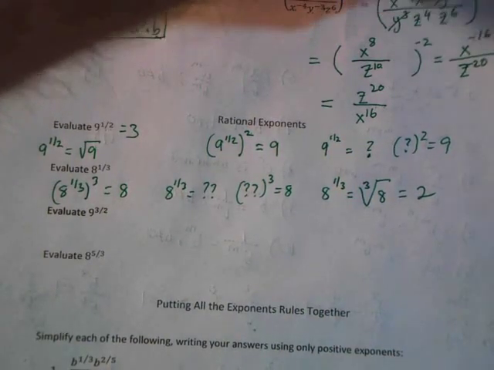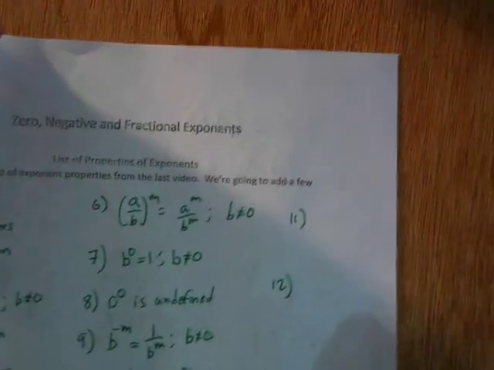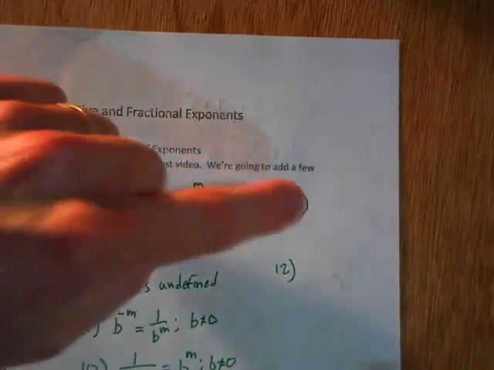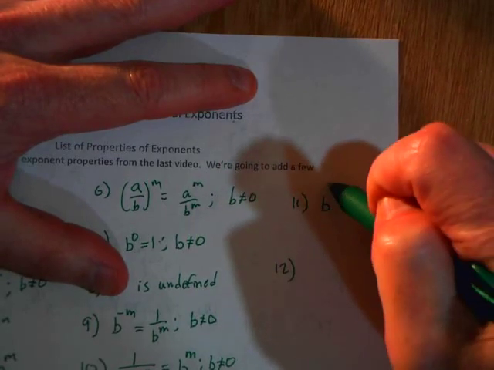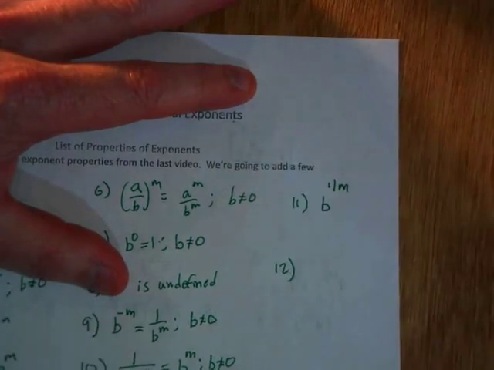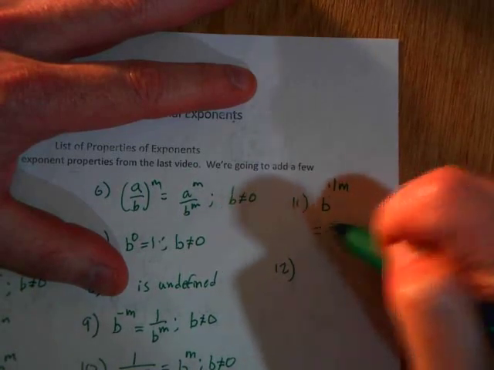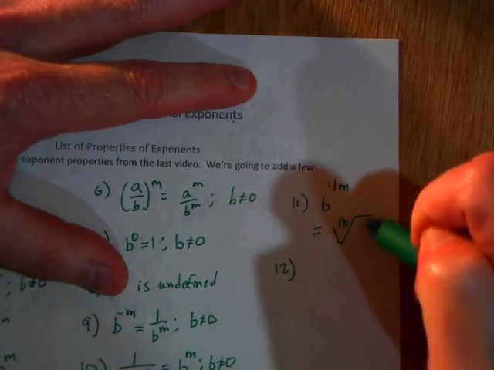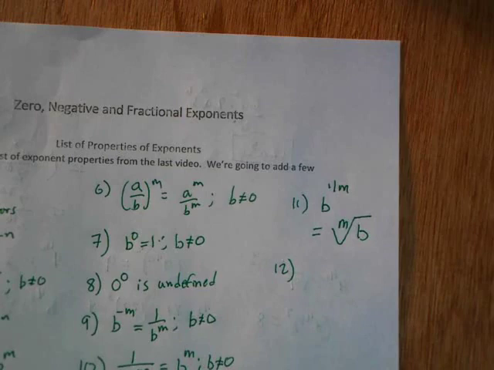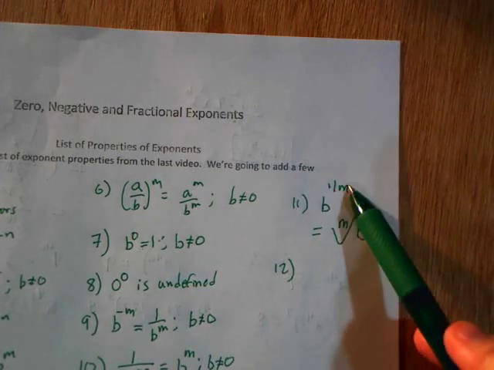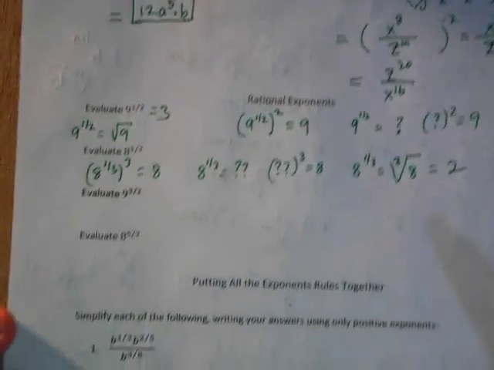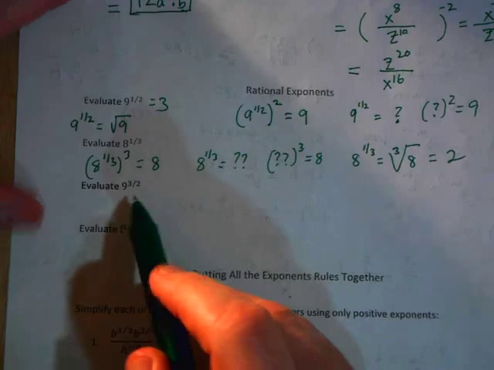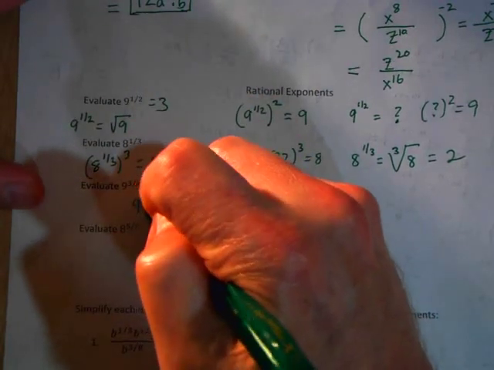All right, remember our long list of rules? We're ready for the last two, almost. Rule number 11 is if you have a base and you have a fractional power, a fractional power is a fancy way of writing a root. So if you have a 1/3, it's a cube root. If you have a 1/5, it's a fifth root. All right, and then our very last rule, 9 to the 3/2.